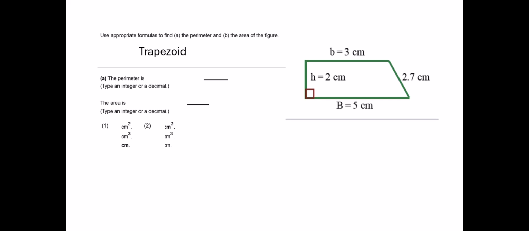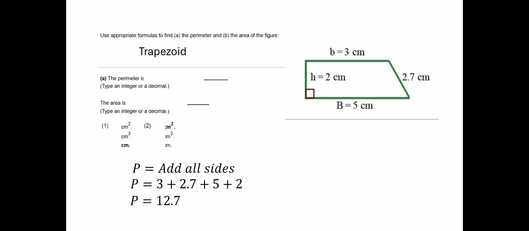For A, we have to find the perimeter. Remember, we just add all the sides up. 3 plus 2.7 plus 5 plus 2. And that gives us 12.7. Since we're talking perimeter, that's centimeters.